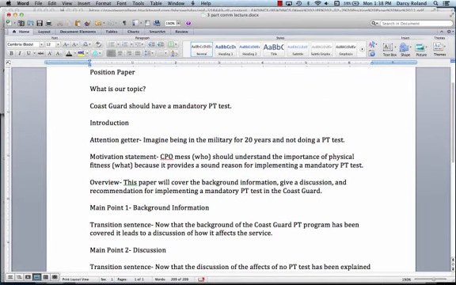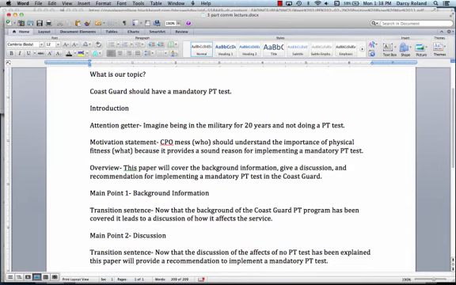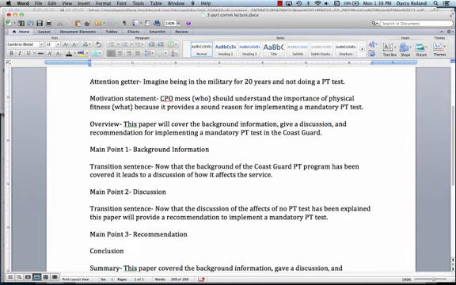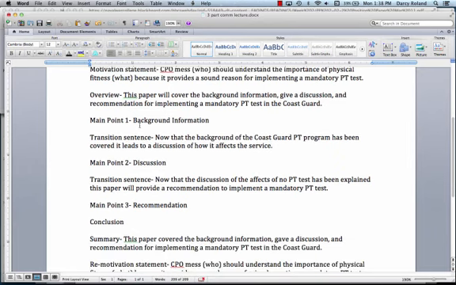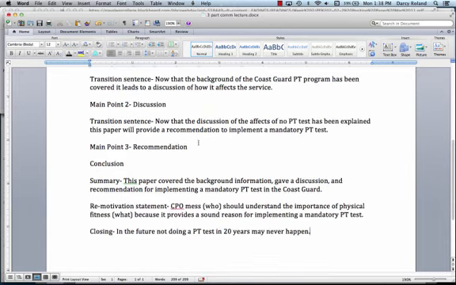Of course, you're going to fill in the information for background, the discussion, and then the recommendation. But what I've got right here is a basic template also for the outlines. I want you to write those sentences out for your attention getter, motivation statement, and overview. Because if you don't understand it, then I can see that. I want you to write out your transition sentences because then I can tell if you're grasping it or not. And then the same thing with your conclusion. I want you to write fully the summary, the remotivation, and the closing.